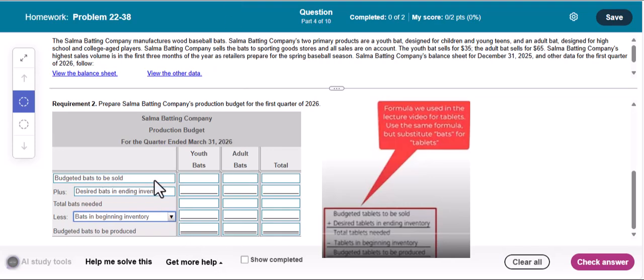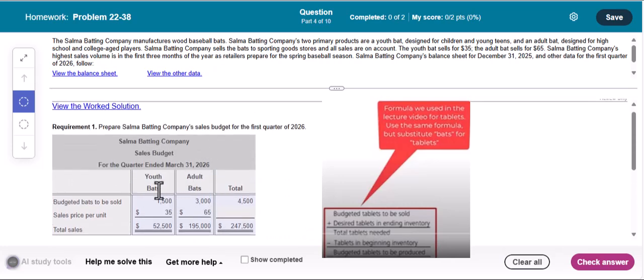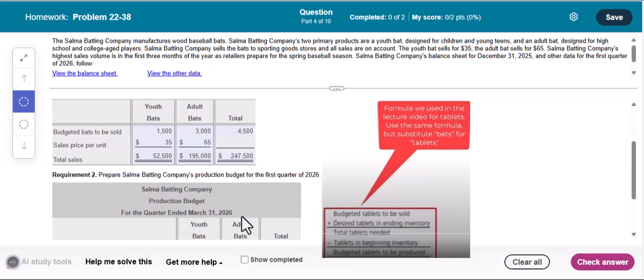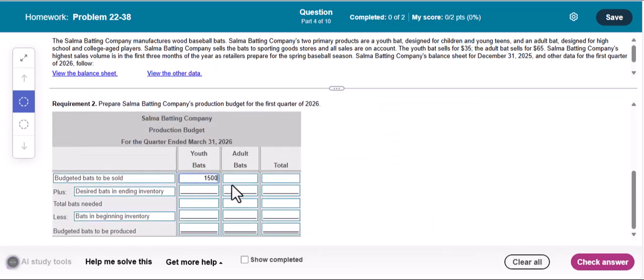So the number of bats to be sold here for youth bats and adult bats come from up here. So again, the youth bats were 1,500, adult bats 3,000. So we can input that there. So 1,500 for youth bats, 3,000 for adult bats, and that gives us a total of 4,500 bats to be sold. And now if we are projecting to sell 4,500 bats, we don't want to have only 4,500 bats on hand. We want to make sure we have some left in inventory, just in case we sell more bats than we expect.